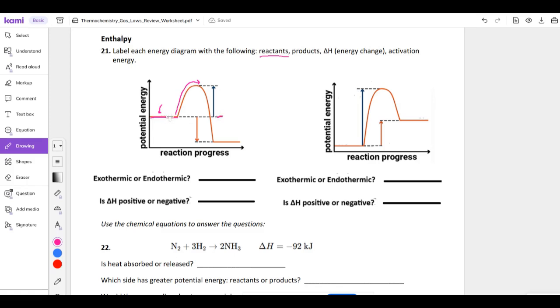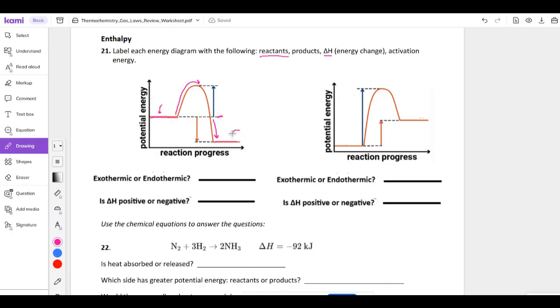Right here, we started with this amount of energy with the reactants, and when it reaches here, we still have the same amount of energy, but it doesn't stop there. You can see it continues going down. So this right here is going to be our delta H. This is our enthalpy, our energy change. So we went from here to down here.